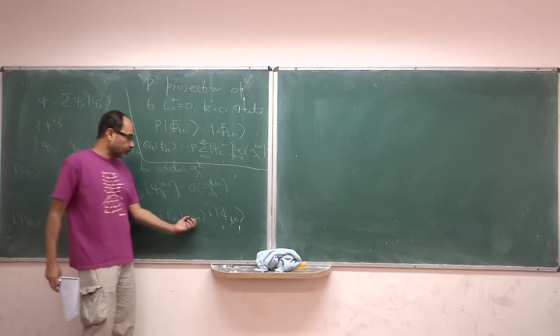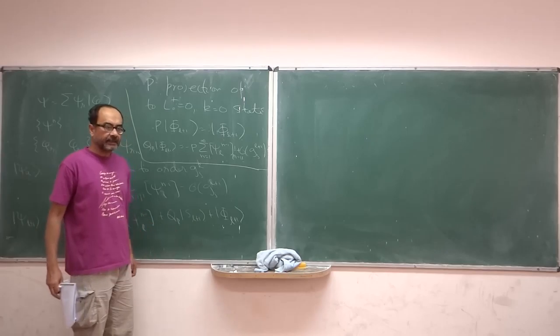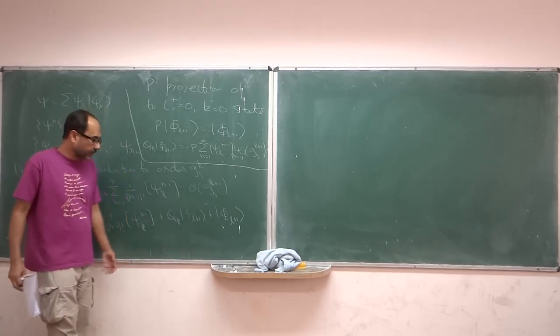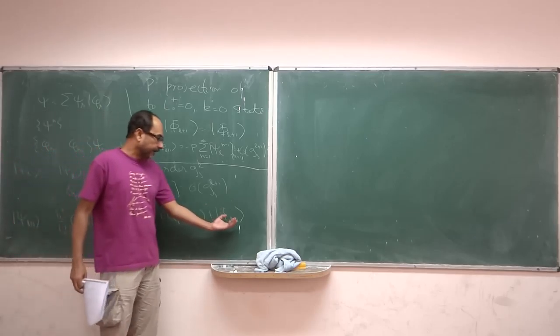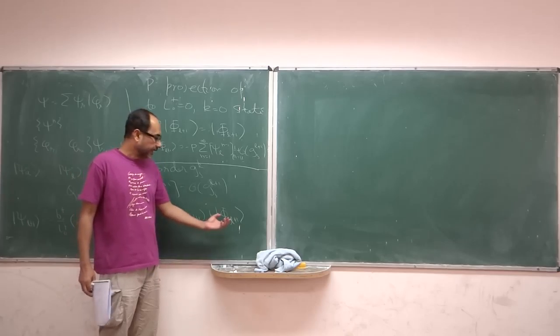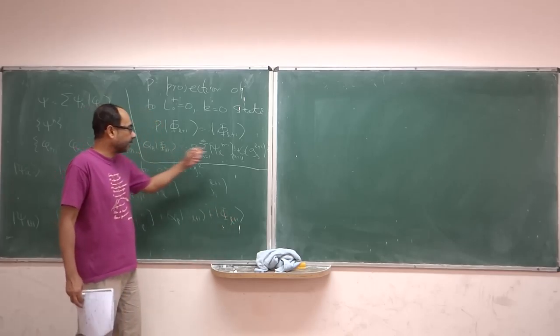This is an arbitrary scale, of course. This is the freedom that we can determine the solution only up to the transformation. And phi l plus 1 is a state of L0 plus equal to 0. And this has to be determined separately by solving this.